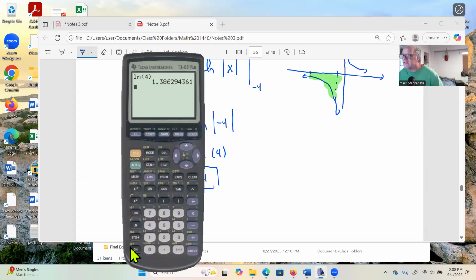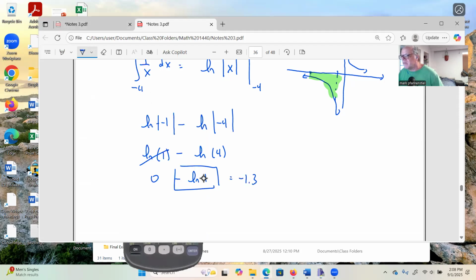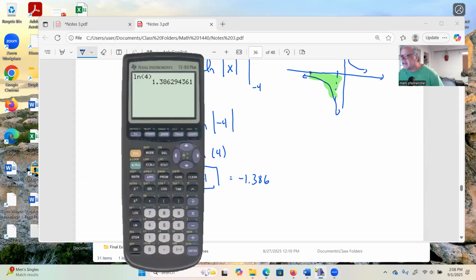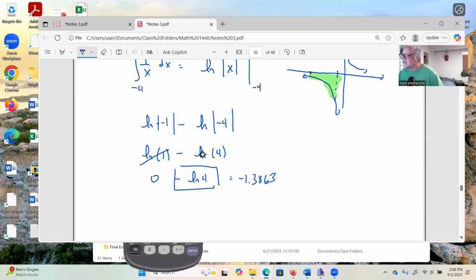Let's go ahead and turn this on. So we have negative, I'm just going to say natural log of 4. Now remember that I have a negative sign sitting out there. So this is going to be negative 1.3867. This is equal to negative 1.3863. Okay. So that's our answer for what's going on here.